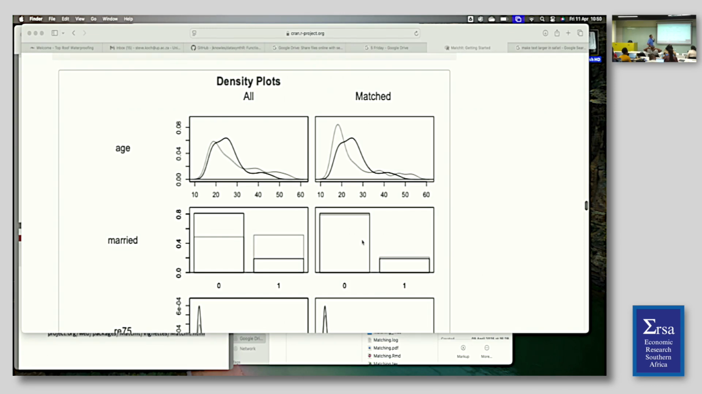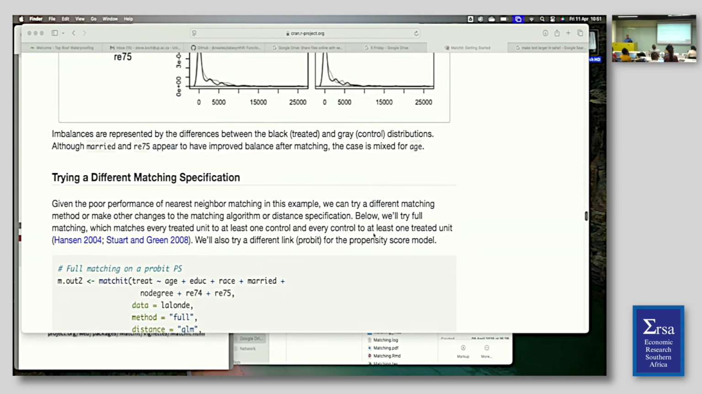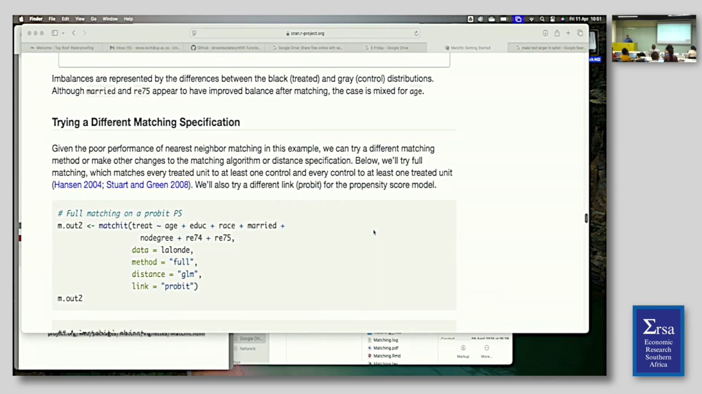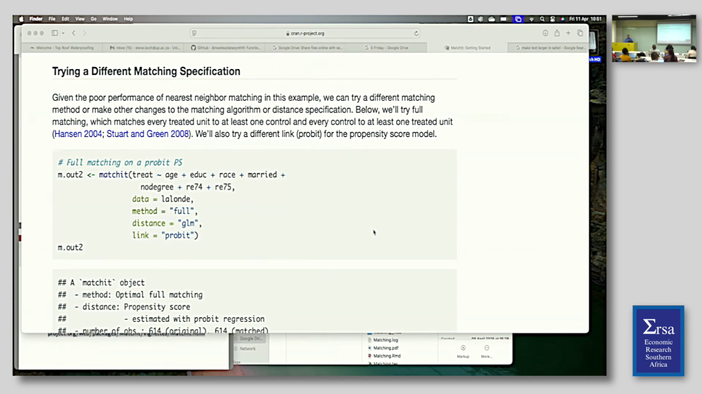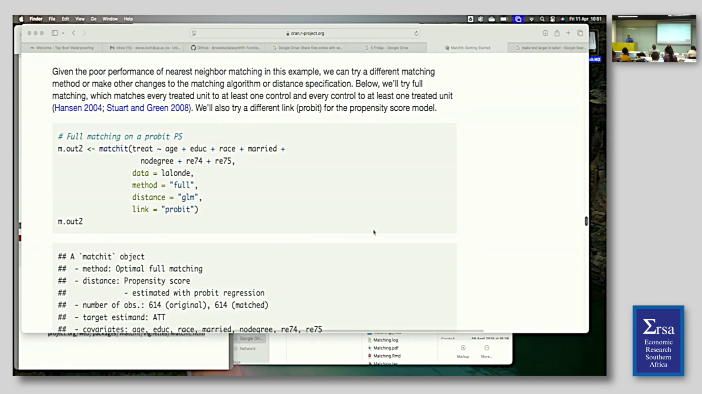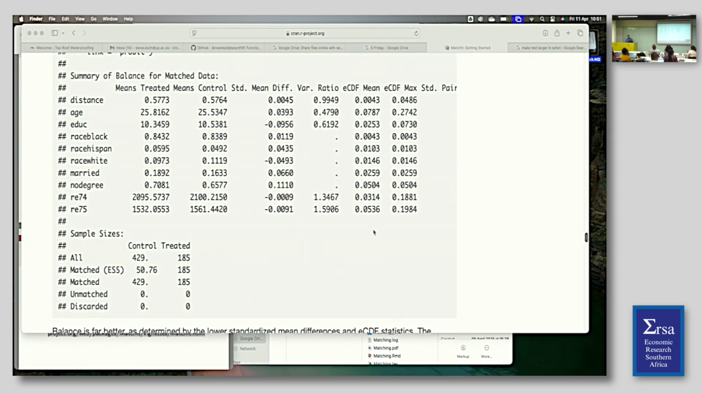Now it starts to plot different components of the distribution. This is the age distribution, the matched distribution relative to the overall, the distribution of married, the distribution of the different variables that are in the data. So you get some idea of what the data looks like. It does okay. Then it suggests, let's try a different matching specification. Do the same thing. Now we've got way better performance.